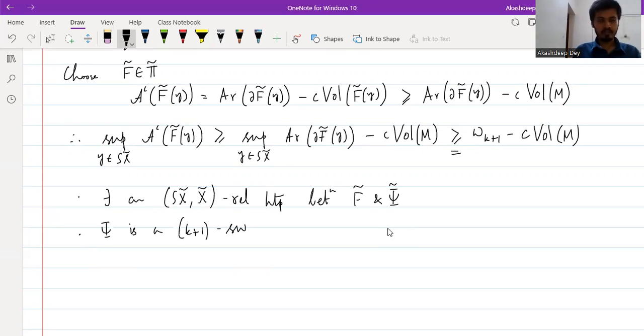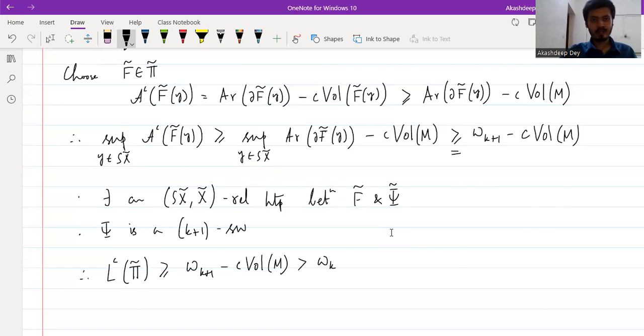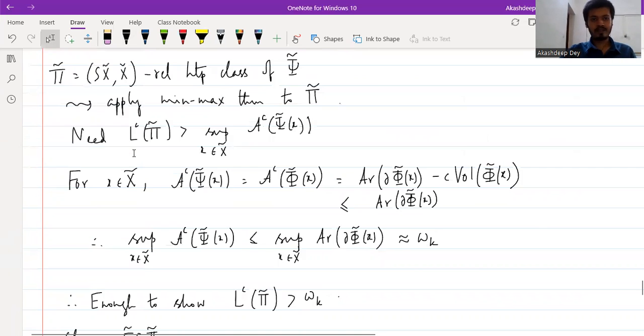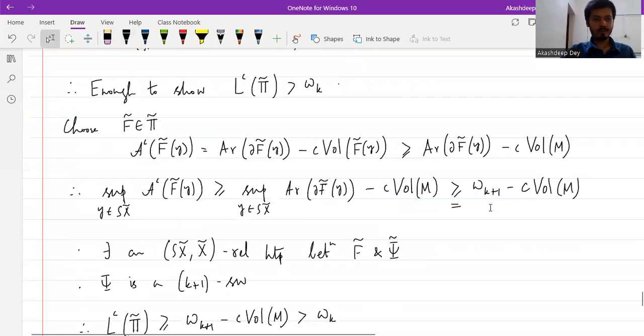So for any f tilde and pi tilde, sup A^C f tilde y is greater than or equal to this. Therefore, L^C pi tilde is greater than or equal to this, omega_{k+1} minus C times volume of M. And our hypothesis is that this quantity is strictly bigger than omega_k. So we have proved that L^C pi tilde is greater than omega_k. Therefore, L^C pi tilde is greater than sup A^C psi tilde x, x in capital X tilde. Therefore, the min-max theorem is applicable.